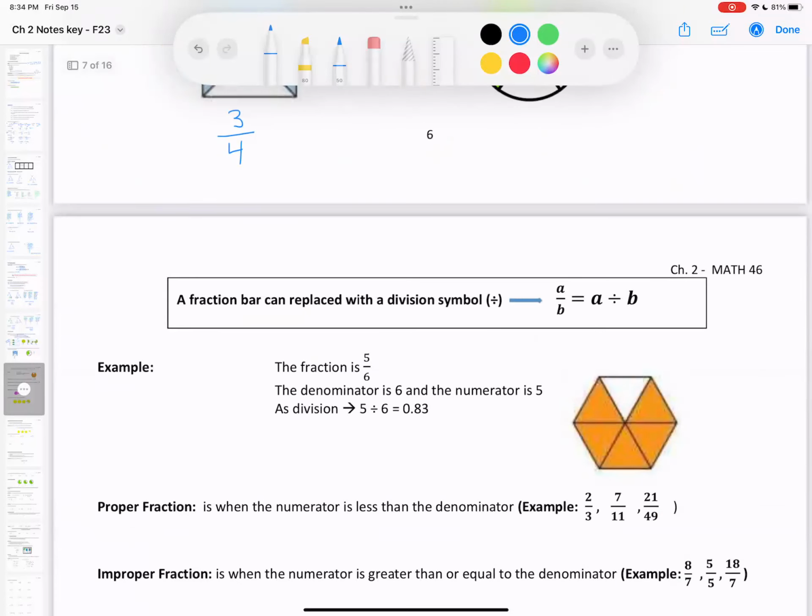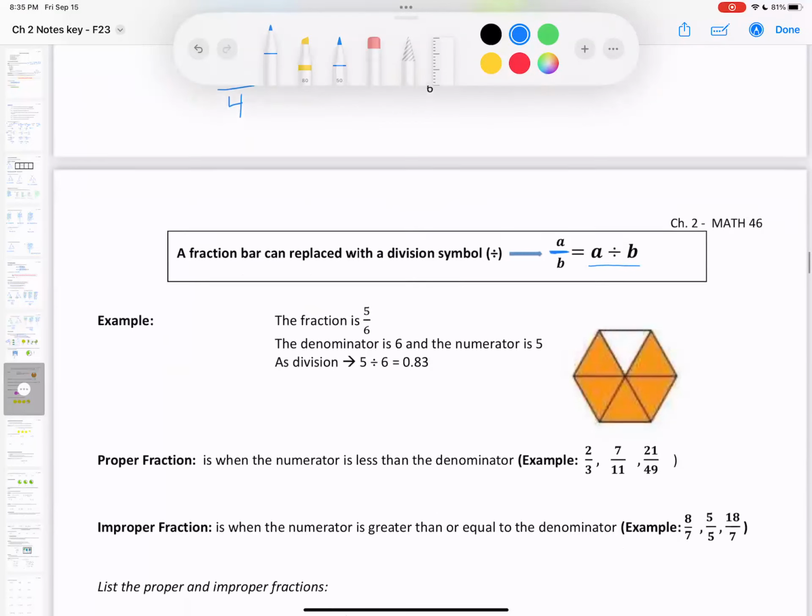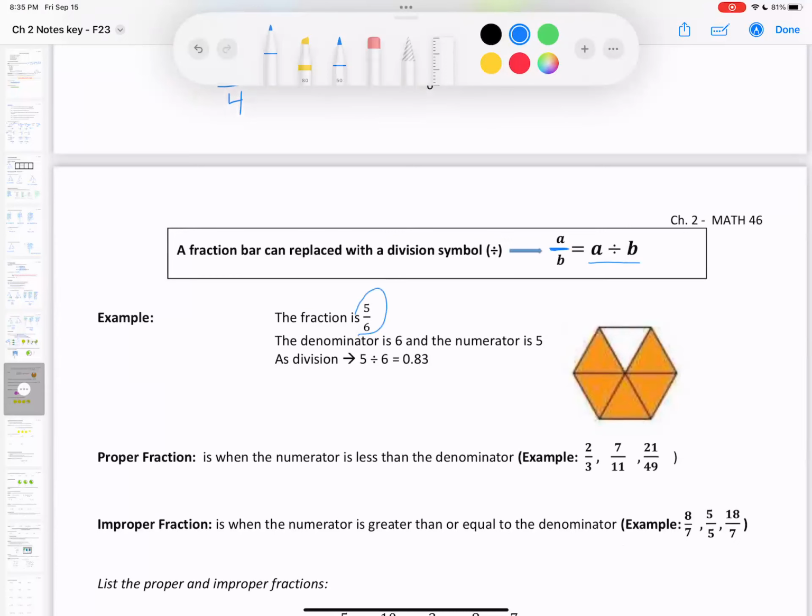All right, so what does the fraction bar really mean? Well, we've touched on this before. When we say a over b, that really means divide. That's the same thing as saying a divided by b. So for instance, if we have a fraction that's 5 over 6, that really means 5 divided by 6. And in the long division section, we would have done 5 divided by 6, and you'd end up with a decimal answer of 0.83. I think it's actually 0.83 repeating, if I'm not mistaken.